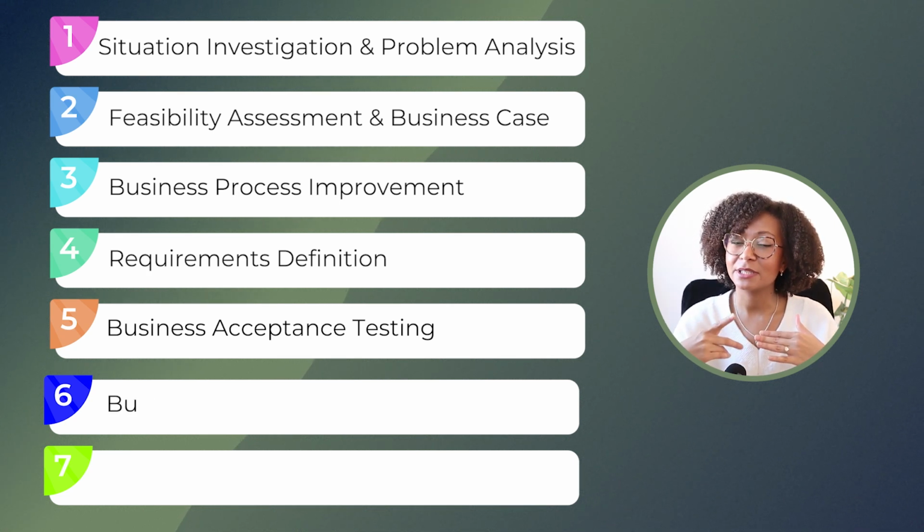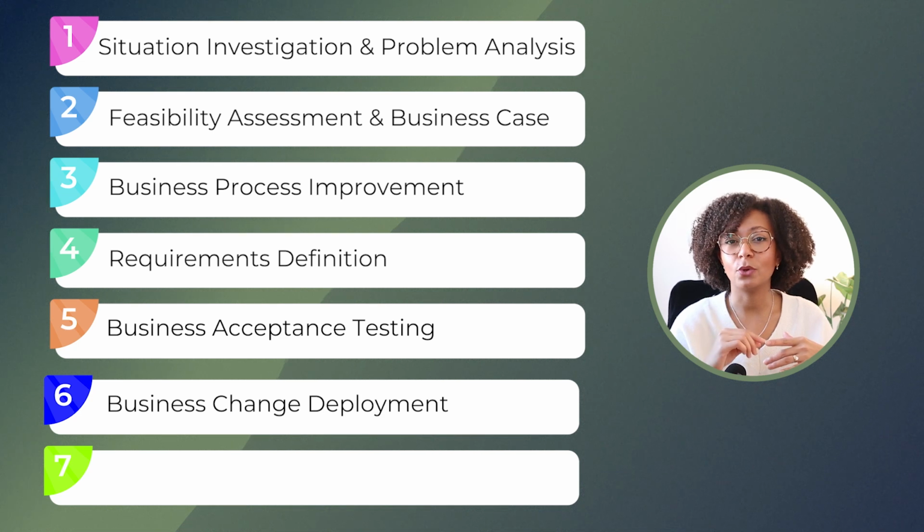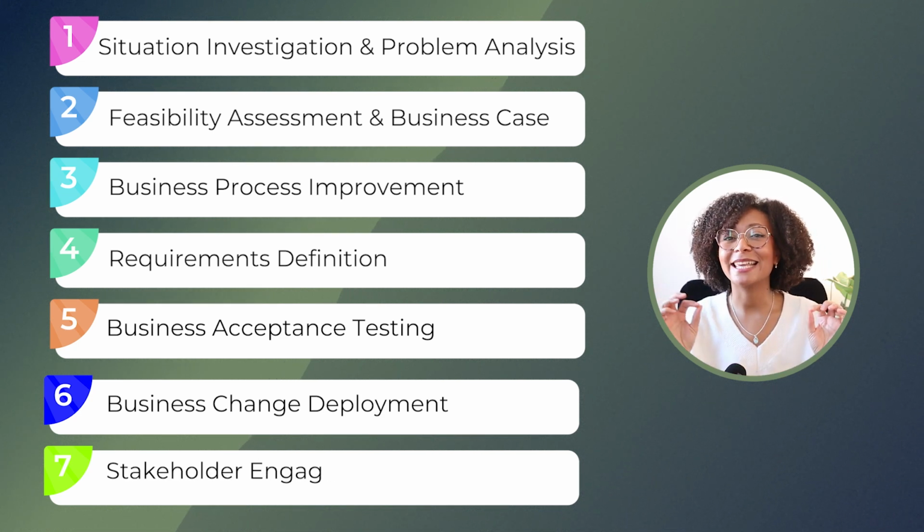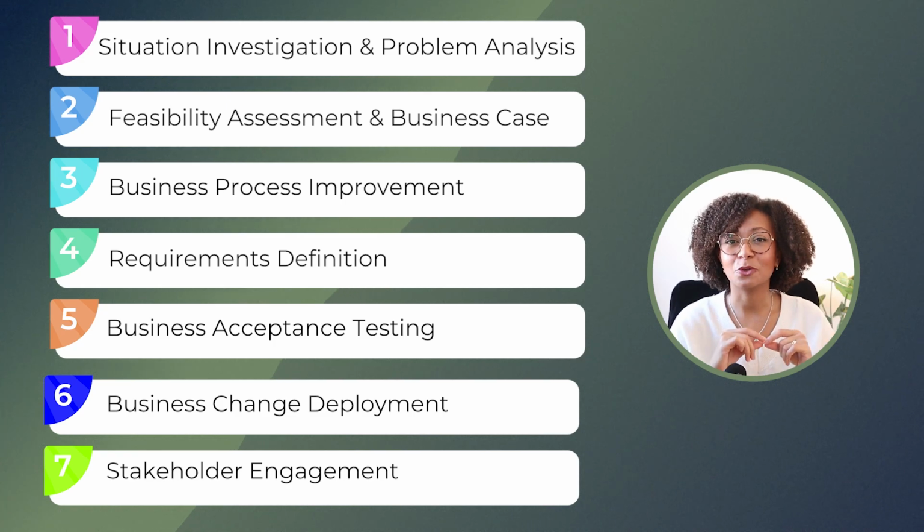And number 6 is business change deployment, supporting the rollout of new solutions. And finally, number 7 is stakeholder engagement, ensuring buy-in and collaboration. So your job is to identify which of these services align best with the case study that you're given and build your presentation around them.